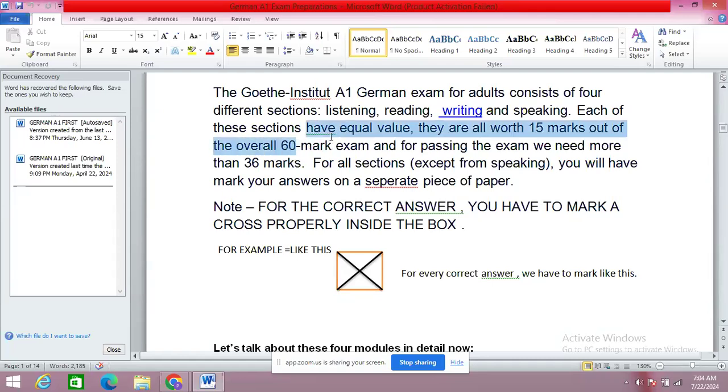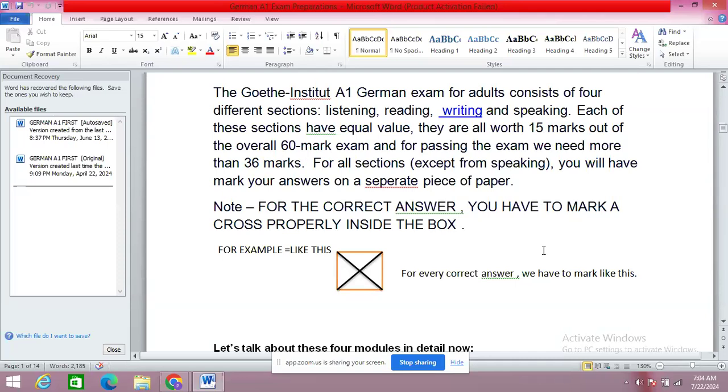This concept is not in our India. Their marking concept is quite different compared to our Indian marking concept. In general terms we characterize it as a percentage, that we need to score more than 60%. And if you talk about the marks, you need to score more than 36 out of 60. Each Teil consists of 15 marks, meaning listening is 15 marks, reading is 15 marks, and so on. So you need to score more than 36.